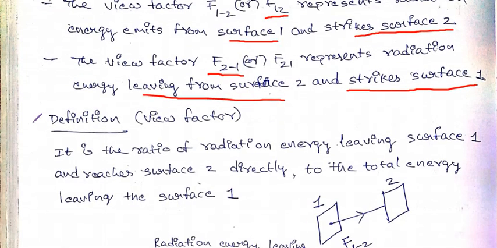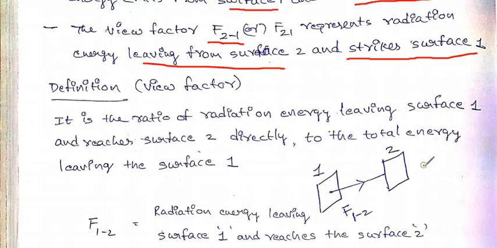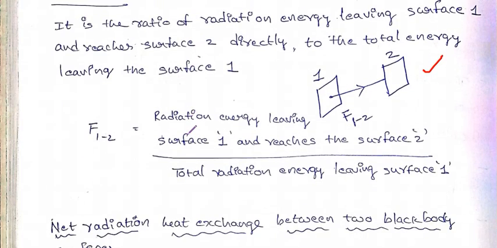What is the definition for view factor? What does the view factor actually mean? See here, this is the figure. It is the ratio of radiation energy leaving surface 1 and reaching surface 2 directly to the total energy leaving surface 1. See the formula: radiation energy leaving the surface 1 and reaching the surface 2 upon total radiation energy leaving the surface 1. So this is the formula for the view factor.